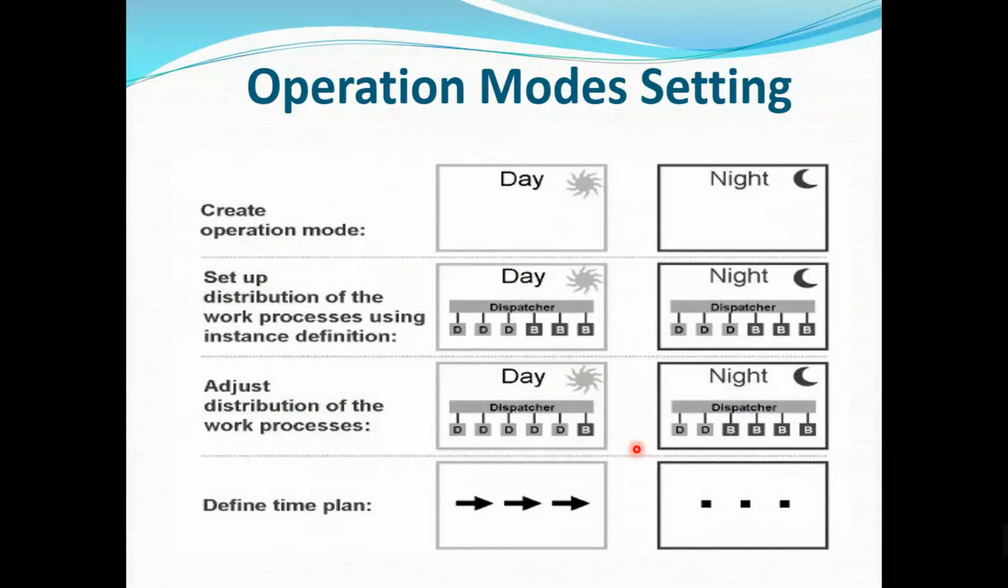This is the operation mode setting. For daytime, we create the operation mode, then set up the distribution of the work processes using the instance definition, then adjust the distribution of work processes, and finally define the time plan. So these are the two modes: nighttime, all this stuff, and daytime, all this stuff. Move ahead.